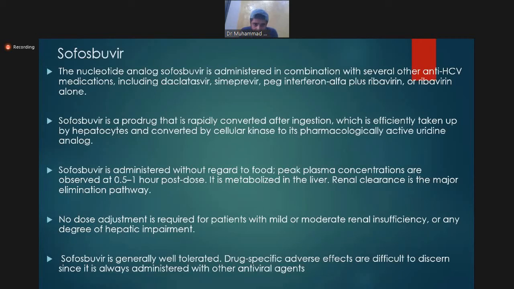It is administered without regard to food, and peak plasma concentrations are observed at 0.5 to 1 hours post-dosage. It is metabolized in the liver, and renal clearance is a major elimination pathway. No dose adjustment is required for patients with mild or moderate renal insufficiency or any degree of hepatic impairment. It is generally well tolerated, and the drug's adverse effects are difficult to discern since it's always administered with other antiviral agents.